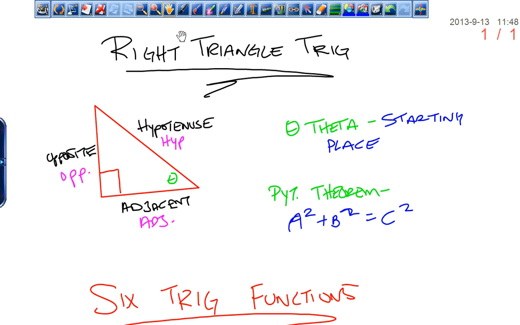So in relation to theta, this side is opposite, this side is adjacent. Adjacent means what? Next to, right? Like I'm adjacent to Alex right now.